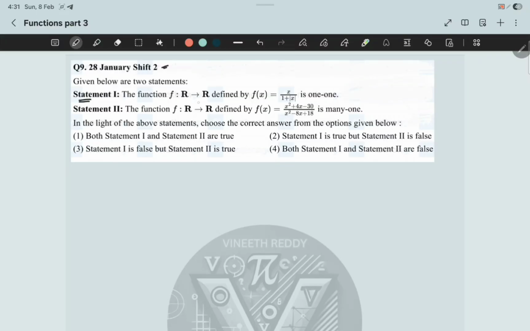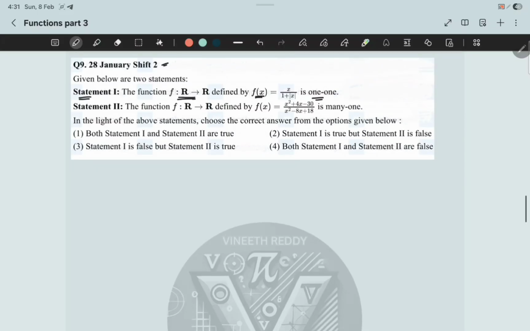So statement 1 says that the function f maps R to R defined by f of x is equal to x by 1 plus mod x, okay, is 1 to 1. Acha, 1 to 1. And statement 2 says the function f maps R to R defined by f of x is equal to quadratic by quadratic is many to 1, okay. Now I think they are asking us to check whether the statements are true or false, right? So let us see.